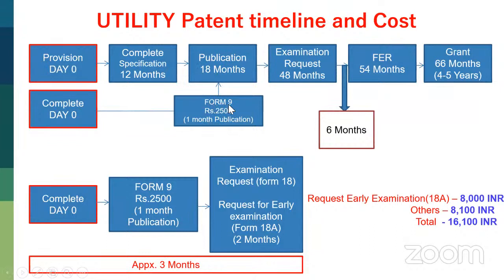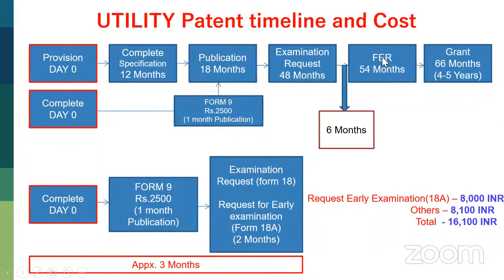And if you have form 9, then it costs 2,500 and it will take around 30 to 45 days for publication. Instead of 18 months publication, you can have a 1.5 months publication. And after the publication, you want to request for examination within these 48 months. If not, the application is abandoned. And once it is done, you'll get the first examination reply between 48 to 54 months, if it is in a regular process, right?